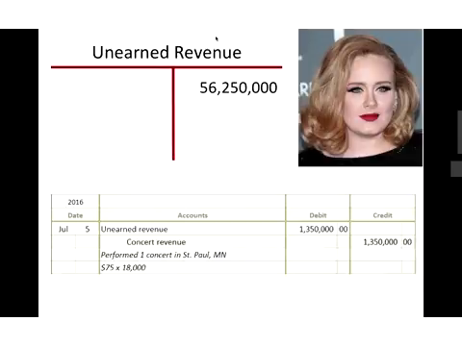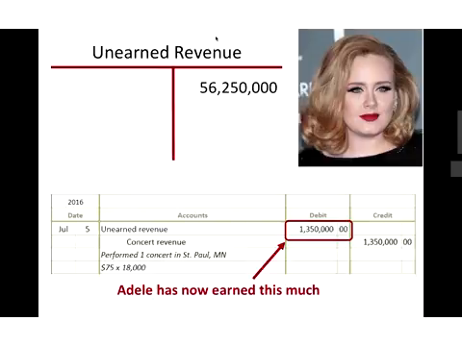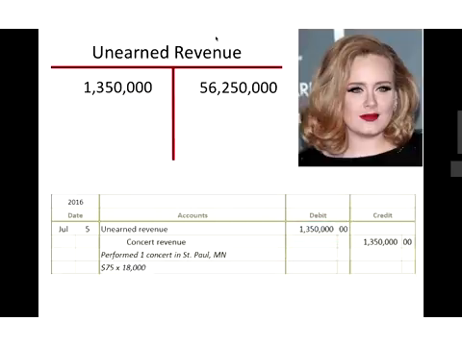So as of July 5th, at the end of business, the concert's over, she will have earned $1,350,000 of it. So now she can reduce her liability. She's going to debit that liability, and if she were to do a balance sheet right after that concert, she would find that her liability for concerts for that year is now down to $54,900,000. Okay, so as she performs the concerts, she's going to be able to recognize revenue for each concert.